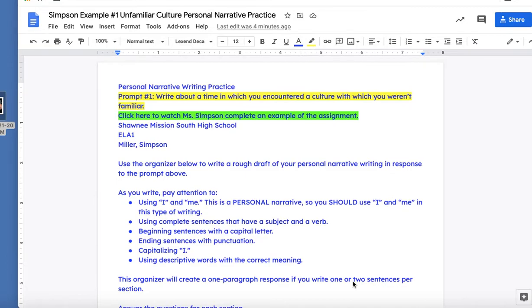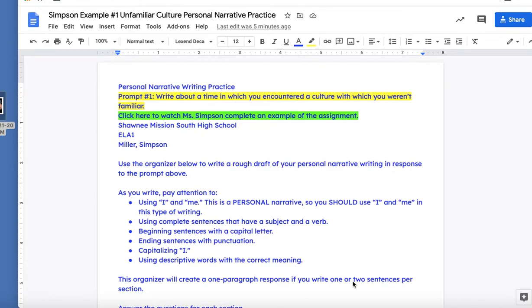So as we write, we want to pay attention to the following. We do want to use I and me when we're writing a personal narrative. It's a personal narrative. You should use I and me in this type of writing. Sometimes when you do academic writing, we'll ask you to avoid using personal pronouns, but this is a time where we want you to use them.